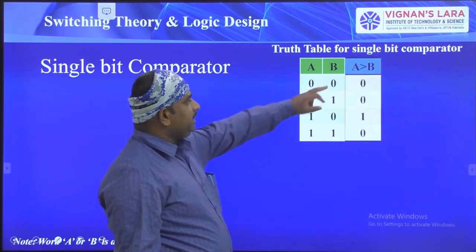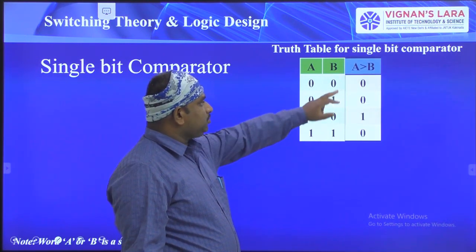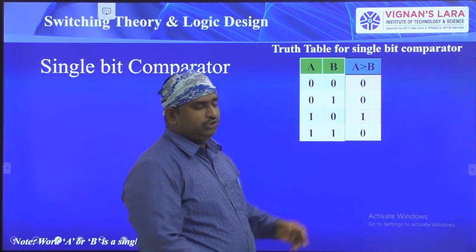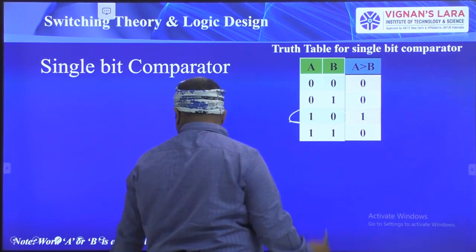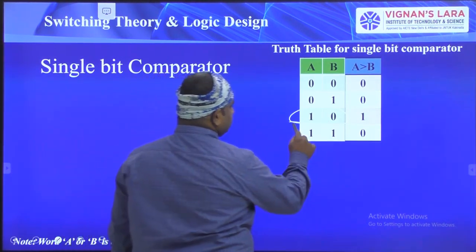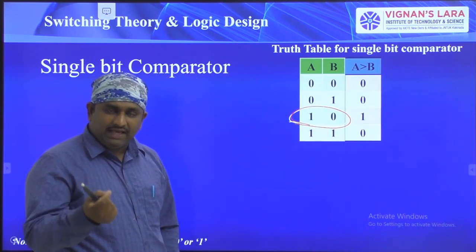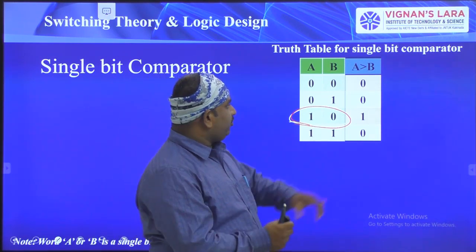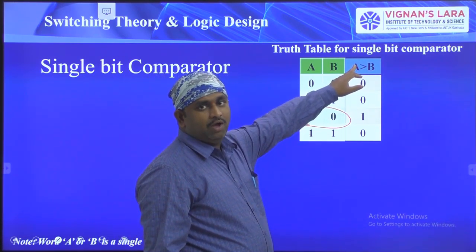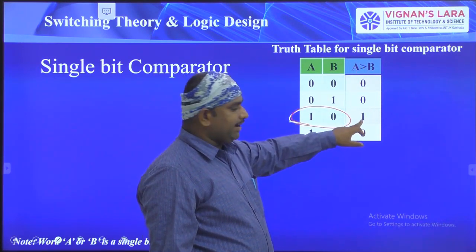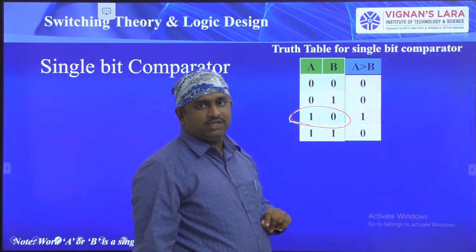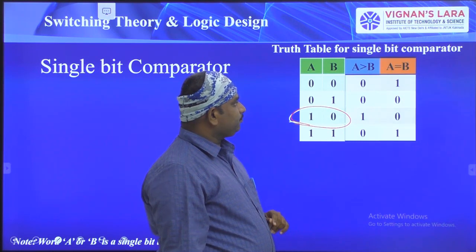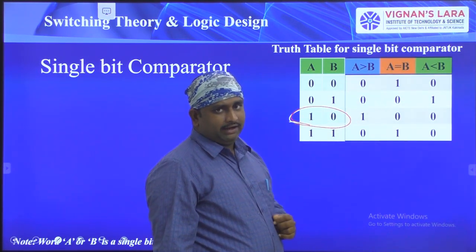First, A greater than B. When A is greater than B, A value is equal to 1 and B value is equal to 0. This is the combination, you can observe that A has the greater value and B has the lesser value. That is, A is greater than B. For that reason, here I am mentioning this output: A is greater than B is equal to 1 and all the remaining combinations I am giving as 0.